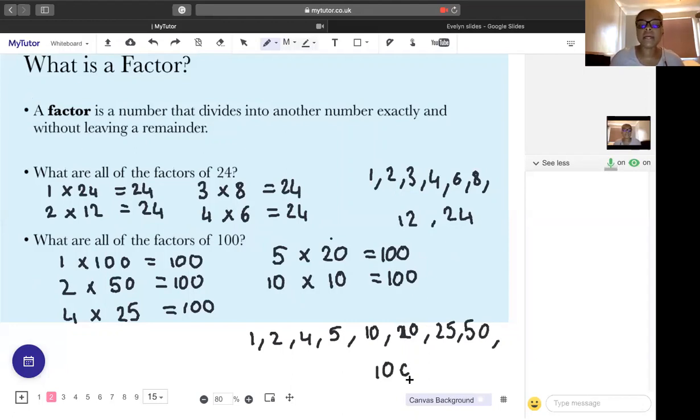So one thing to remember is that 1 and the number itself are always factors of the number. So when we looked at 24, 1 and 24 are factors, and when we looked at 100, 1 and 100 are factors. This is always the case with all numbers.